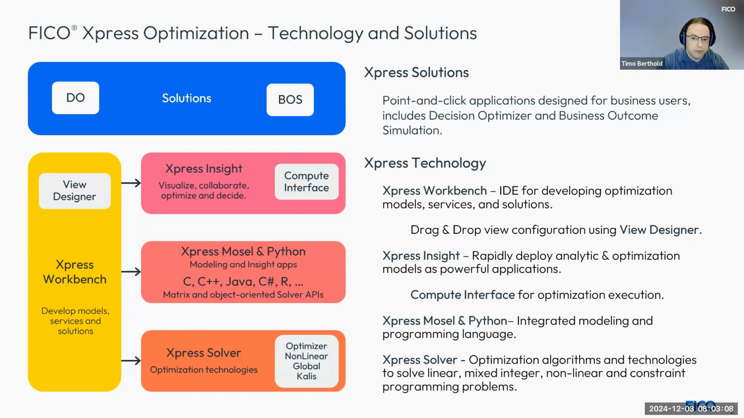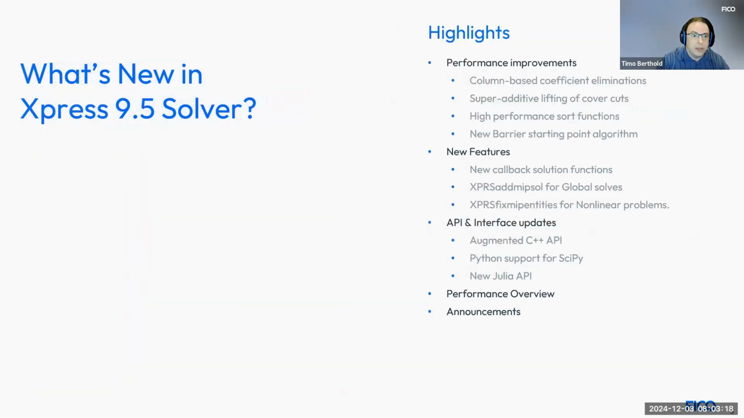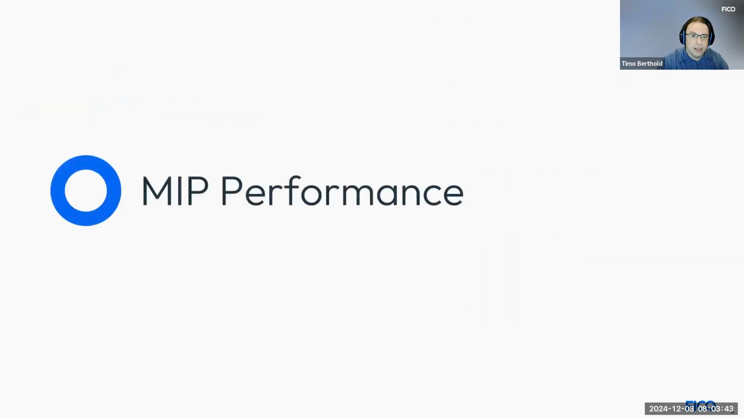And in the next 30-40 minutes, I would like to tell you what news and new features there are to make this heart beat stronger than ever. So, without further ado, let's look into the agenda. I will start with some news on performance improvements that we made to our MIP solver. I will speak a little bit about some new features, some changes in the API before we dive into API and interface updates, and in the end, some performance slides and some announcements that I would like to make.